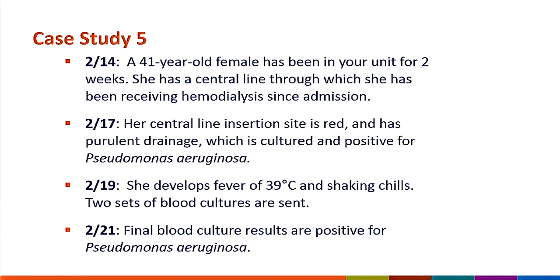Okay, case study 5. We have a 41-year-old female that's been on your unit for 2 weeks on February 14th. She has a central line through which she has been receiving hemodialysis since admission. On the 17th, her central line insertion site is red and has purulent drainage, which is cultured and positive for Pseudomonas aeruginosa. She develops fever of 39 degrees Celsius and shaking chills on the 19th, and 2 sets of blood cultures are sent. On the 21st, her blood culture results are positive for Pseudomonas aeruginosa.